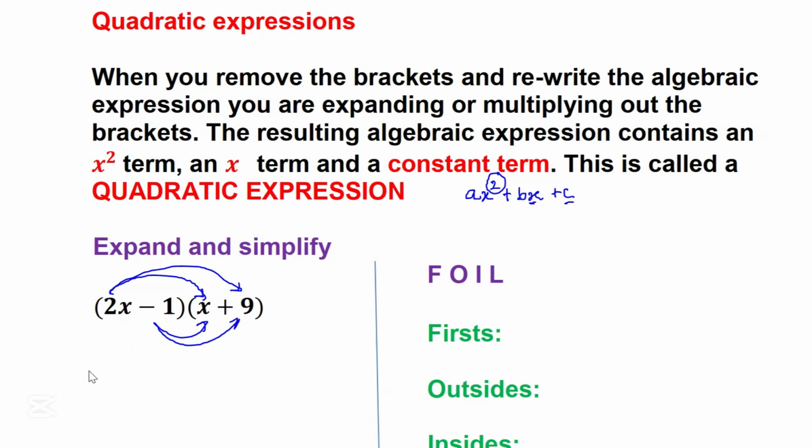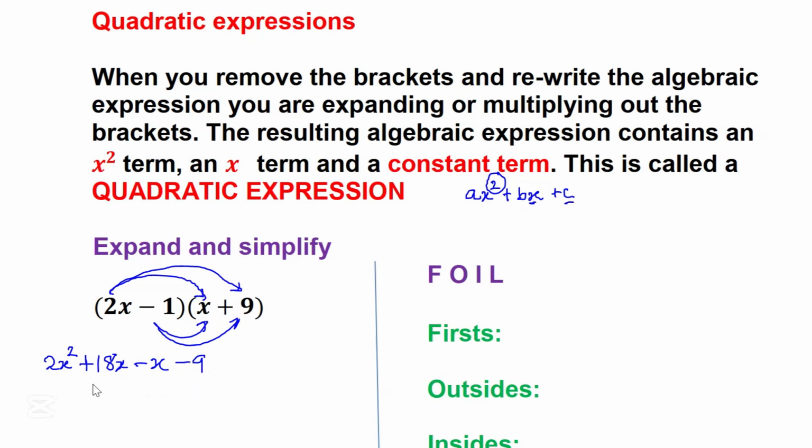So 2x times 2x is going to be 2x squared. Then 2x times plus 9 will be plus 18x. Then we have to move to the second term. Negative 1 times 2x will be minus x. Then negative 1 times positive 9 is going to be negative 9.